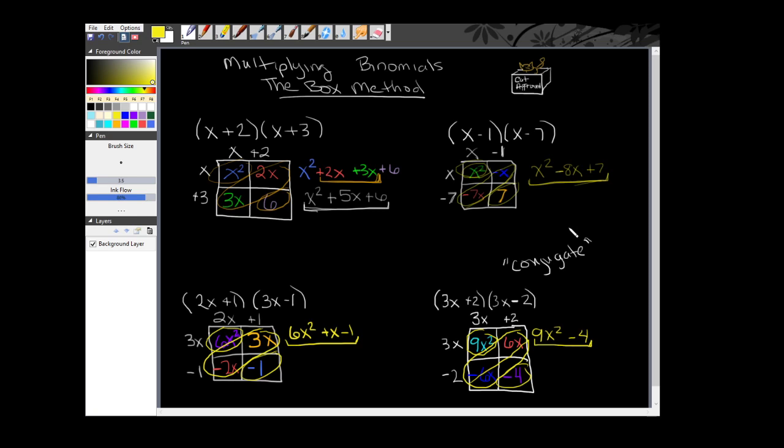So this multiplication method again is called the box method. I will be doing the same set of examples with a method called the distribution method in my next video.